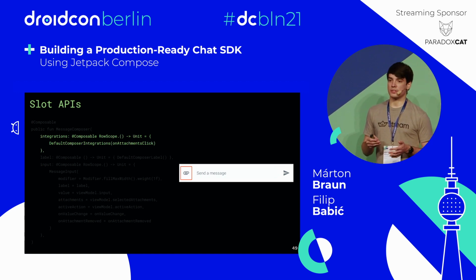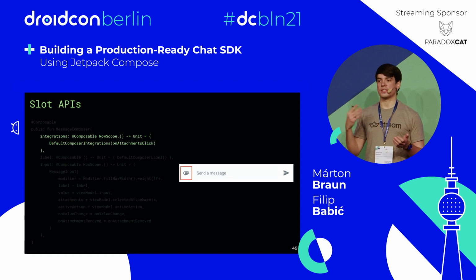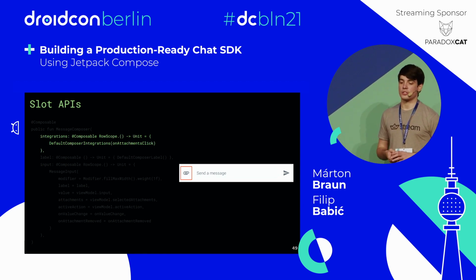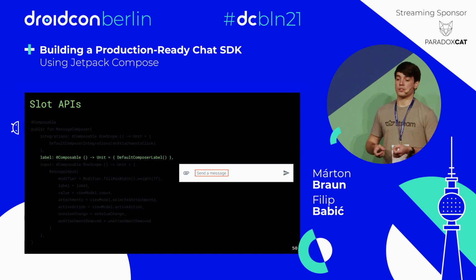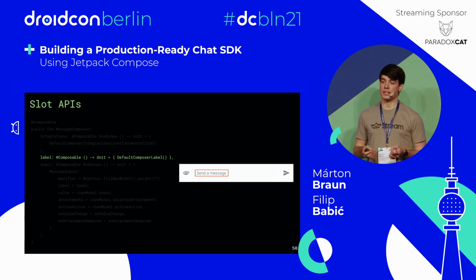For example, you might want to start recording a voice message, or send your location, or open a sticker sheet, or whatever else in the chat. So you can just input any composable content here, and that will be displayed to the left of the input field. We also have customization for this hint, this label inside the input field.